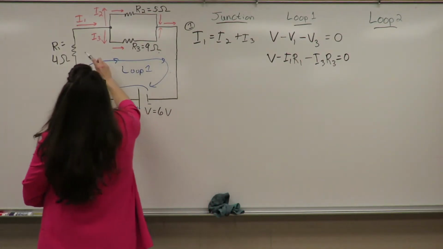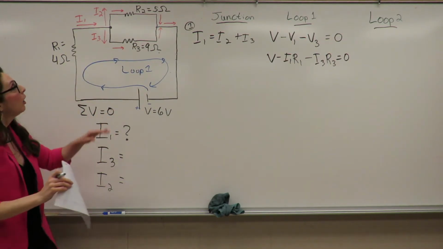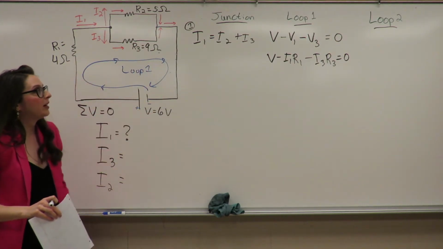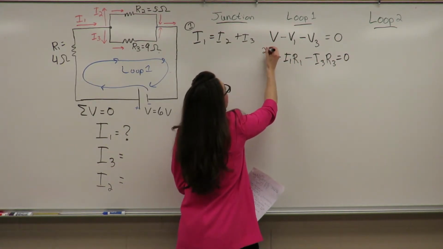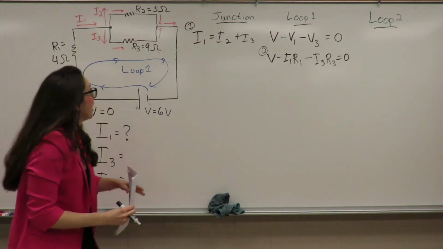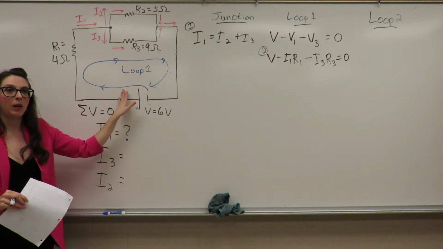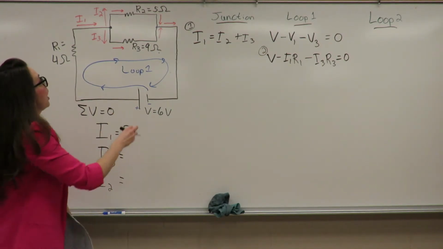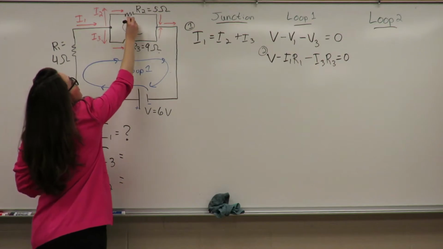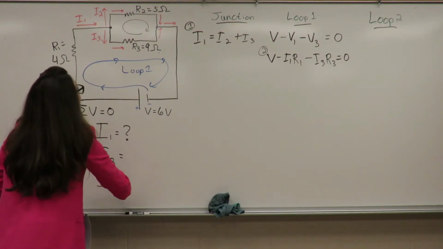So as I'm following along my loop, I'm also following along in the direction of my current, at least for loop 1 here. Okay? And so I'm going to call this equation right here equation 2, which I got by following along the loop from my first loop that I can draw within my circuit. Okay? Now I'm going to draw a second loop up here. And I'm going to call this loop 2.